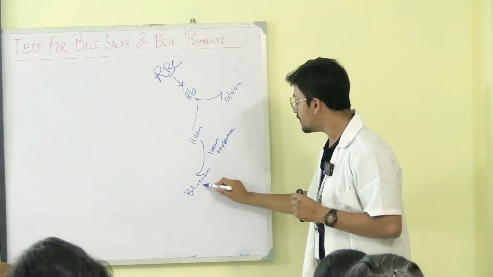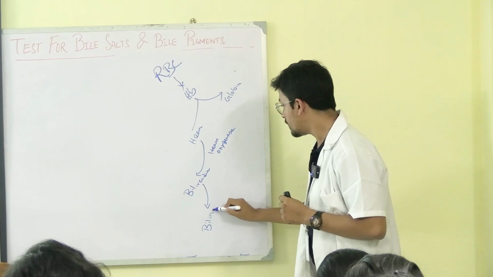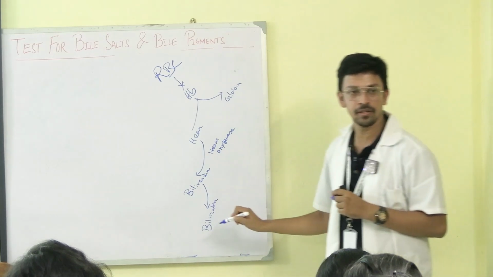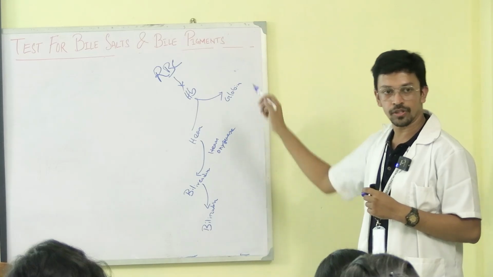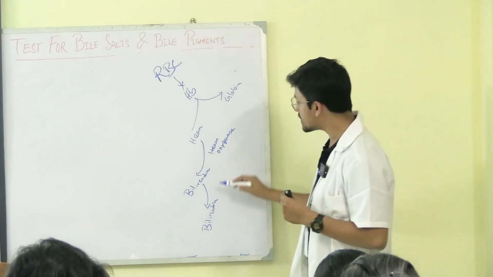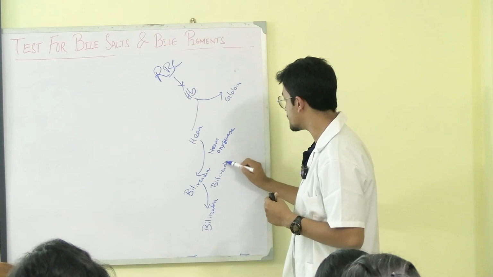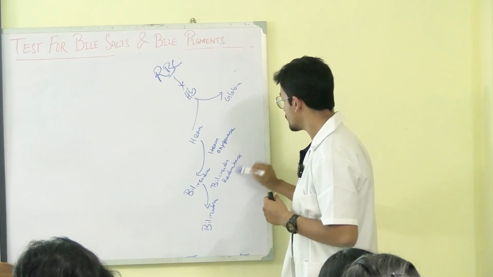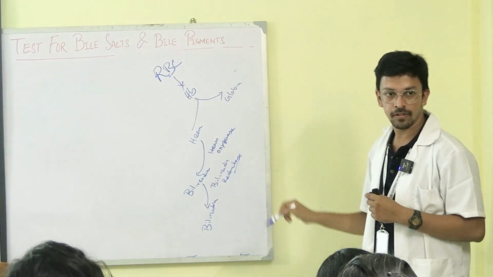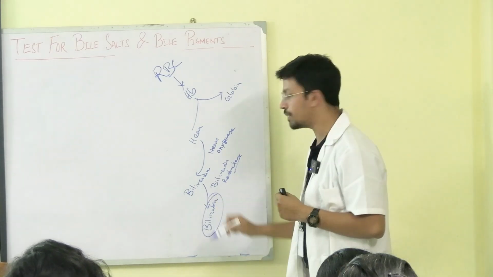This biliverdin is getting converted into bilirubin. Now understand how bilirubin is getting formed. Any more doubts here? The enzyme responsible here is biliverdin reductase. The pace is fine now. You can understand how bilirubin is getting formed. This is how we are getting the bilirubin.